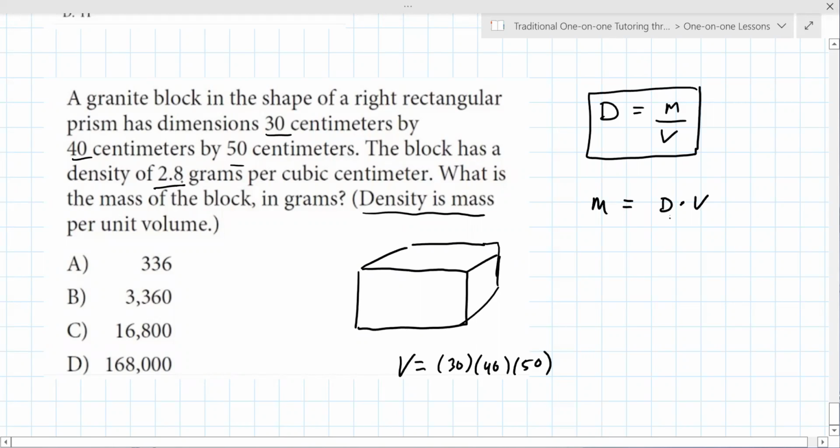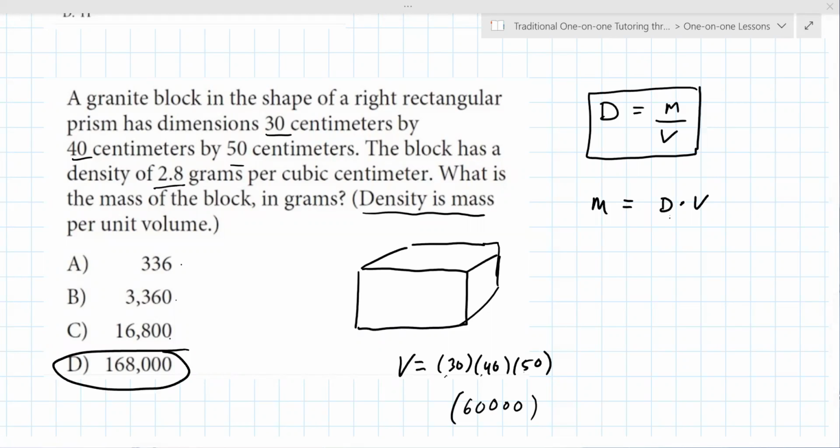I mean, there is a way to do this without a calculator. Like 3 times 4 is 12, times 5 is 60, and then you add in the 3 zeros. So see how that number is bigger than all of these before you multiply by the density? Yeah, so it'd probably be D. I couldn't say for sure if you would have a calculator, but probably sounds reasonable.